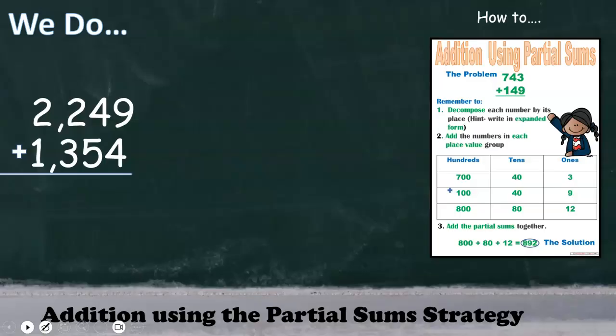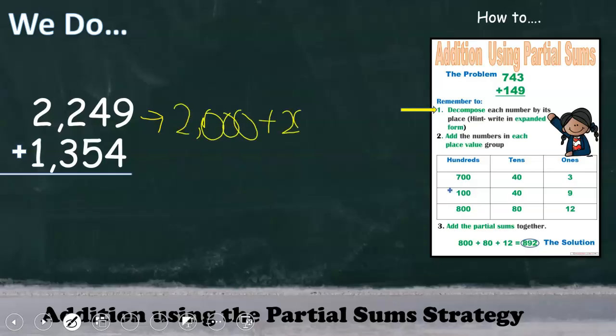Make sense? And we'll follow the same process with this larger number, 2,249 plus 1,354. And we're going to begin with step 1, which is to decompose each number by place. What would that look like? Well, since we have a 2 in the thousands place, that's 2,000. 2 in the hundreds, 200. 4 in the tens, 40. And 9 ones. And you'll do the same for the next number.